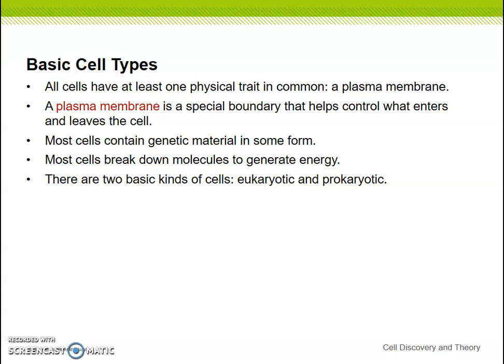Most cells contain genetic material in some form. Most cells break down molecules to generate energy. I actually don't know any that don't. Their main source of energy is sugar, which you'll remember is a carbohydrate. And that's the main source that they get their energy from. Now, these cells can be broken down into 2 categories: eukaryotic and prokaryotic. We're going to describe each of those in detail.